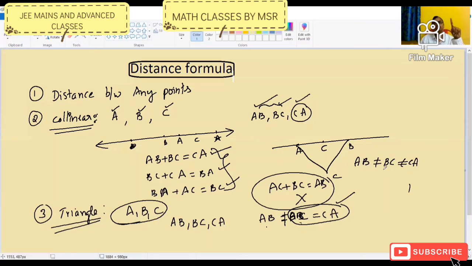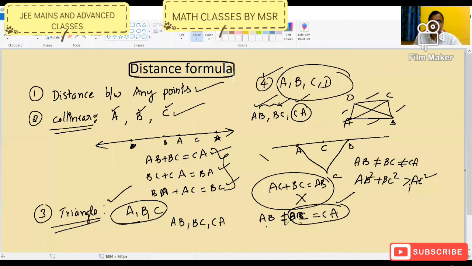At this point itself, we should check whether the square of any one side is equal to the sum of the squares of the remaining two sides or not. If it happens, we can say that it is a right angled triangle. If the sum of the squares of any two sides is greater than the square of the third side, then the triangle is acute. If it is less than the square of the third side, we can say that ABC forms an obtuse triangle.